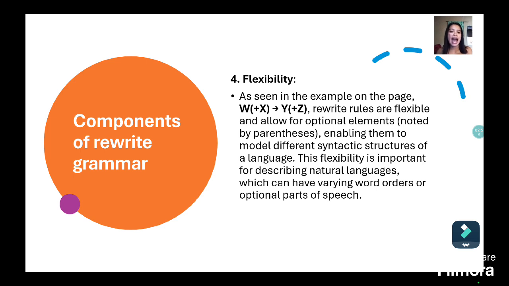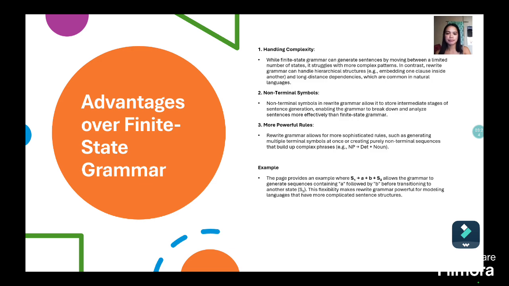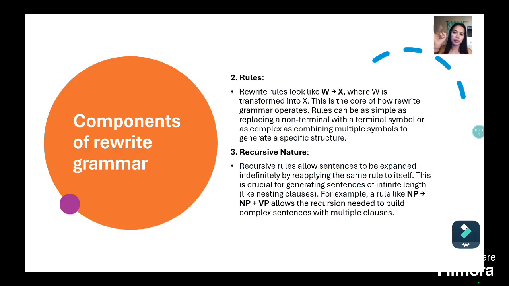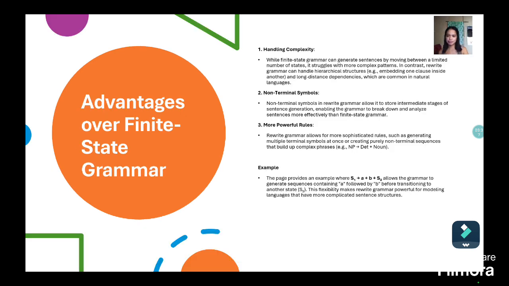Next is flexibility. As seen in the example on the page, W in parentheses plus X to Y plus Z, rewrite rules are flexible and allow for optional elements denoted by the parentheses, enabling them to model different syntactic structures of a language. This flexibility is important for describing natural languages, which can have varying word orders or optional parts of speech. So, here are the components of rewrite grammar. First is the terminal and non-terminal symbols. Number 2, rules. Number 3, recursive nature. And lastly, flexibility.